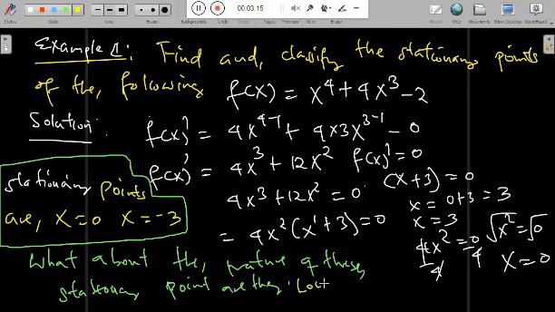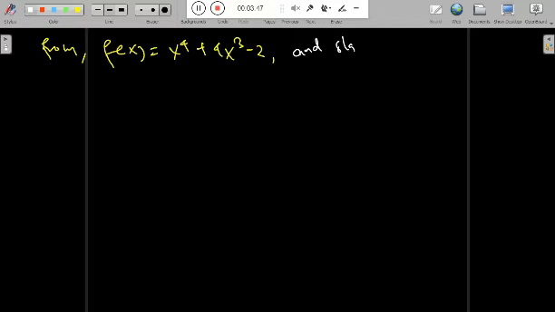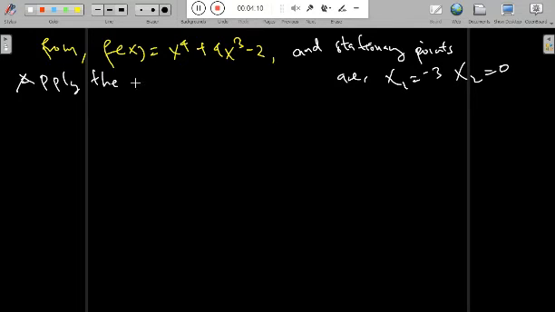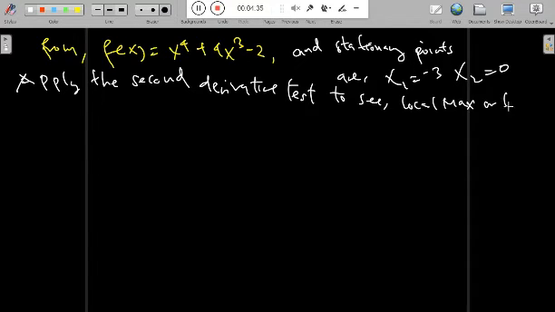Now, we may ask ourselves, what is the nature of these stationary points? Are they local maximum or minimum? Since x = 0 and x = -3 are the stationary values, we apply the second order derivative test to determine the local maximum or minimum of the function, plugging in first x = -3.